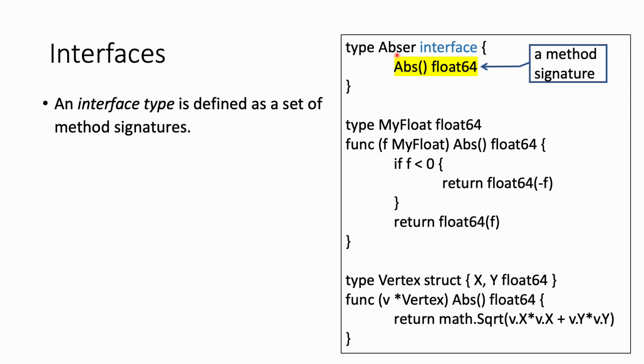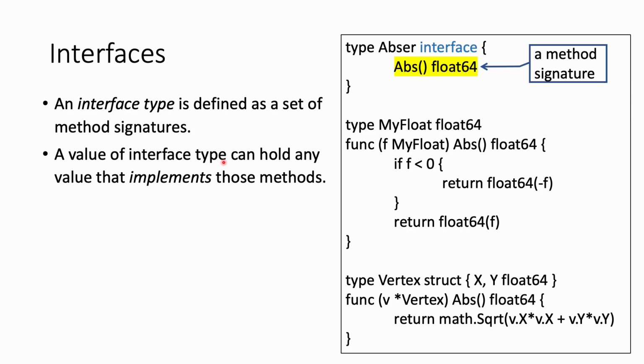To define an interface type, we write the keyword interface after the type name, followed by the list of method signatures enclosed in braces. Since an interface is a type, it also has values. A value of an interface type can hold any value that implements those methods.